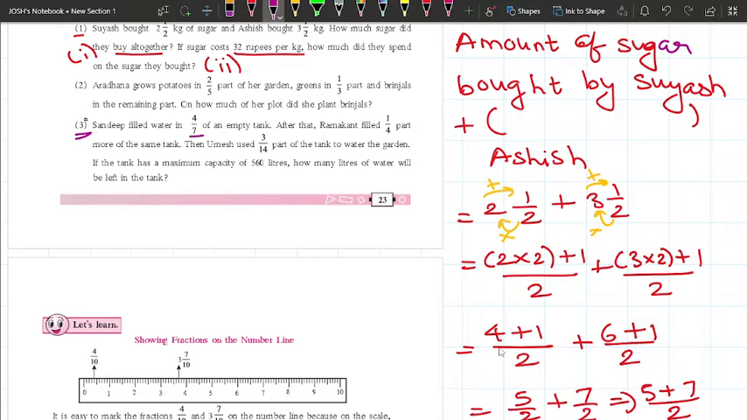Sandeep filled water in 4 by 7 of an empty tank. After that, Ramakant filled water, filled water is important, in 1 by 4 more of the same tank. Umesh had used 3 by 14th part of the tank to water the garden. If the maximum capacity of the tank is 560 liters, this is important information, how many liters of water will be left in the tank?